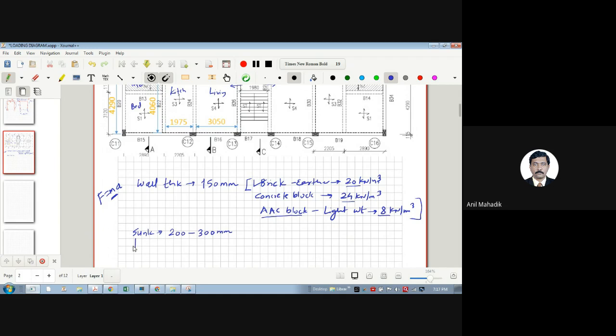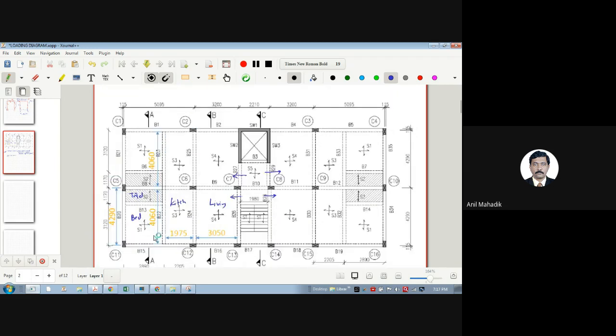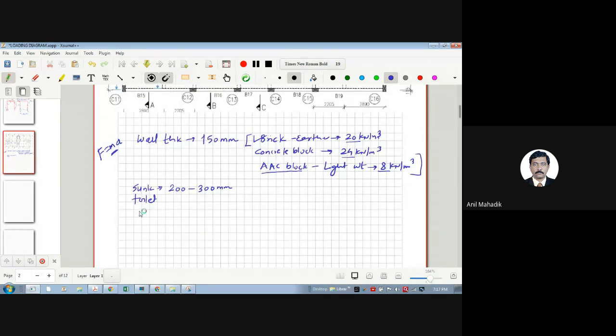Sunk for toilets. And if there are any terraces or balconies, the sunk for balcony, how much is that? Balcony or terrace? 125, 150 mm. Okay, standard practice is 150 mm for balconies and terraces, and 200 to 300 for toilets and bath. So this is the sunk.